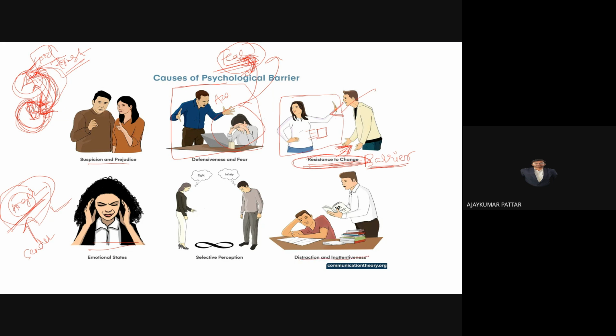And distraction and inattentiveness. If you don't have attentiveness, or certain distractions are present, that is also a barrier for communication. And selective perception.